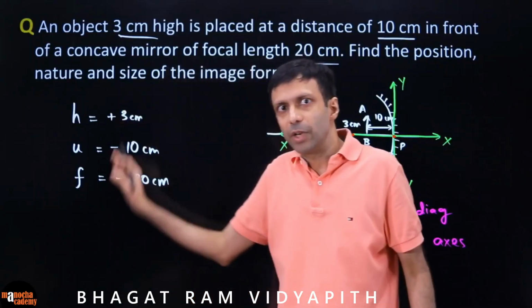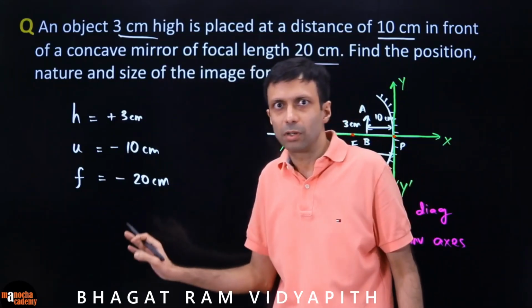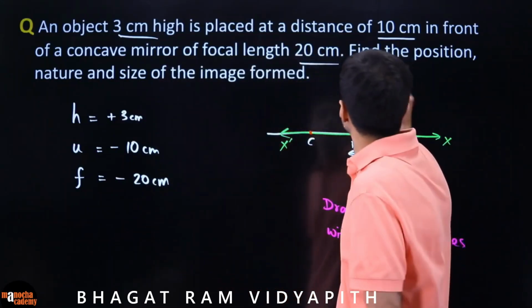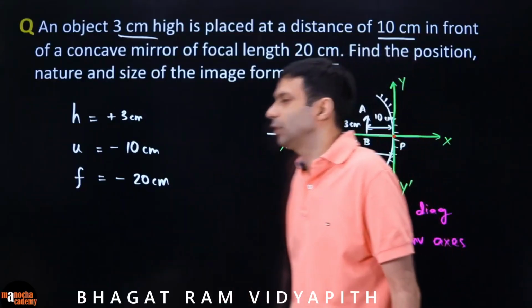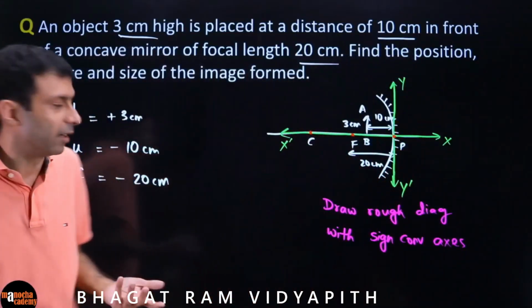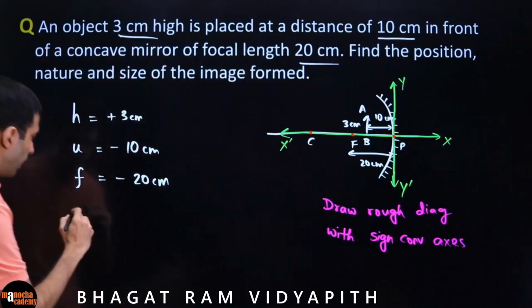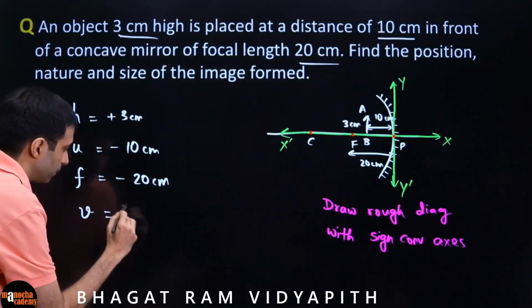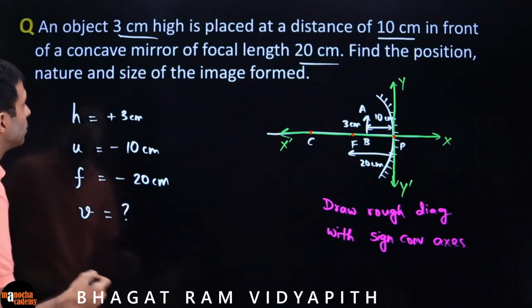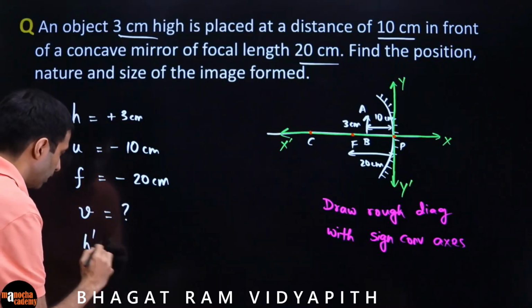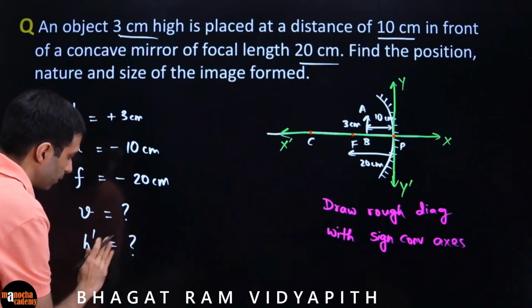So is everybody comfortable with this data? So we have noted what all we want, and then it says what? Find the position, nature and size of the image formed. So what do we need to find here? Position means we need to find image distance. So that is unknown. Size, which means we need to find the image height. Again, unknown. So you can put a question mark.